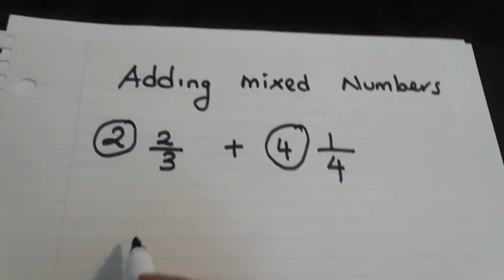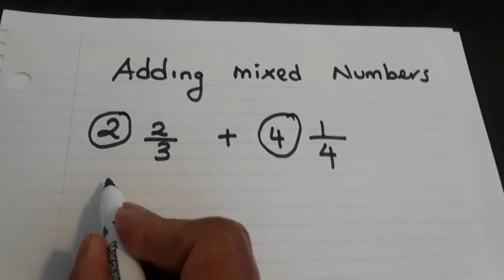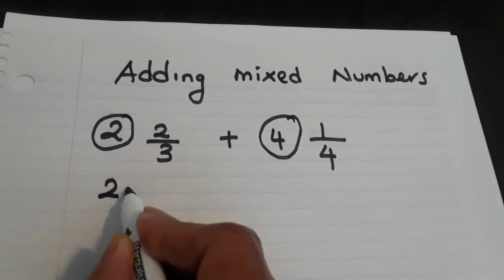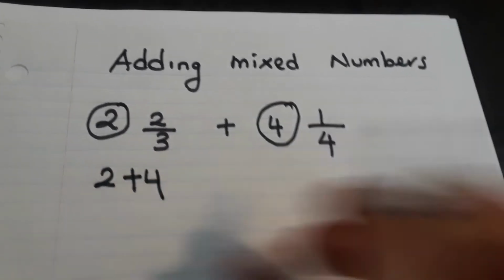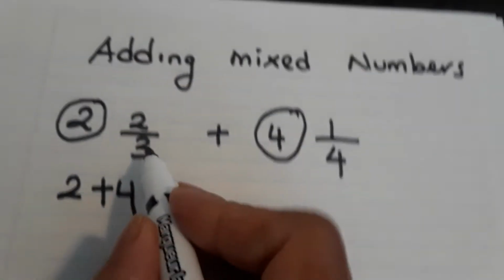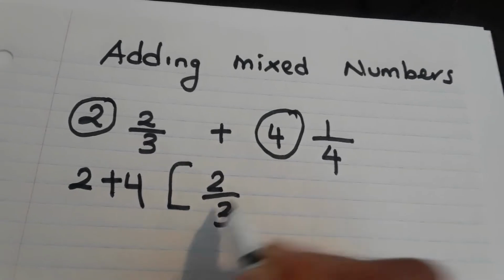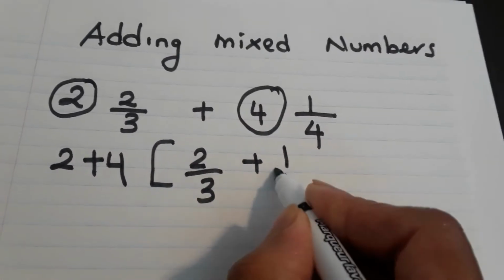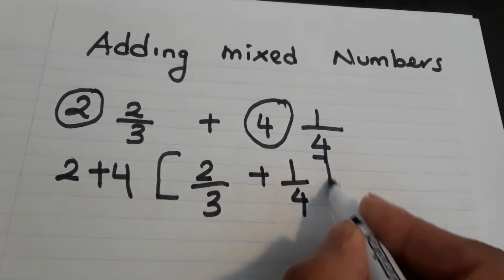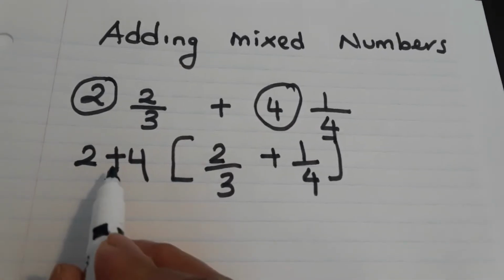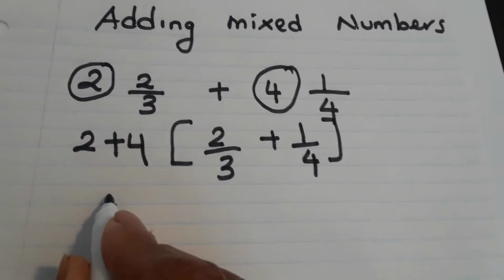Then add fractions together. So now we're going to add the whole numbers together: 2 plus 4, and then add the fractions together. So 2 plus 4 equals 6.